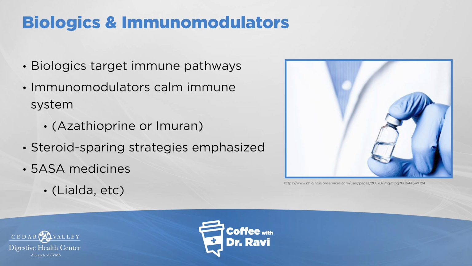The last group of medicines that can be used as adjuncts are the 5-ASA or mesalamine type products. These are ones called Lialda, etc. They can be used in conjunction, sometimes used alone to keep people in maintenance if it's mild, but can sometimes be used in conjunction with these other medicines to keep the inflammation down and controlled.